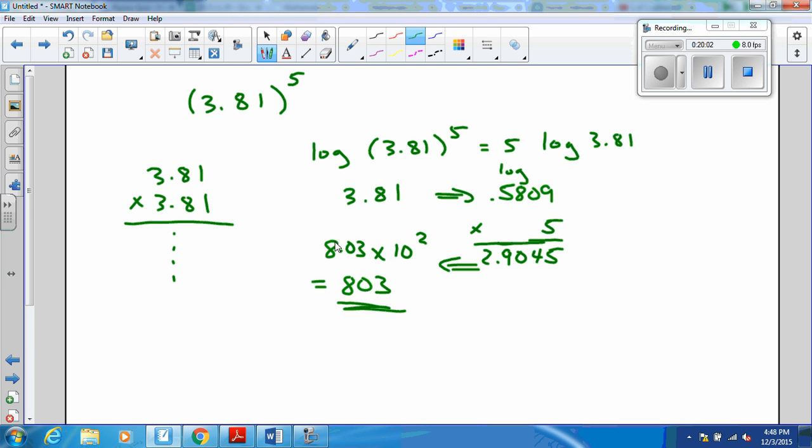If we actually pull out the calculator and compute it, the calculator gives us 802.832377. Which, to 3 significant digits, is exactly what we were looking for.